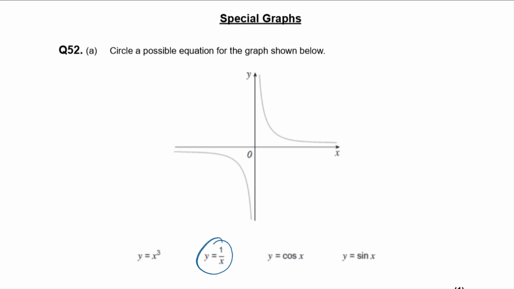Okay, y equals x cubed, that's a cubic, looks like that. Y equals cos x is that wibbly wobbly one, and sin x is a wibbly wobbly one that starts in a different place. So yeah, it's none of those, it's going to be y equals 1 over x.